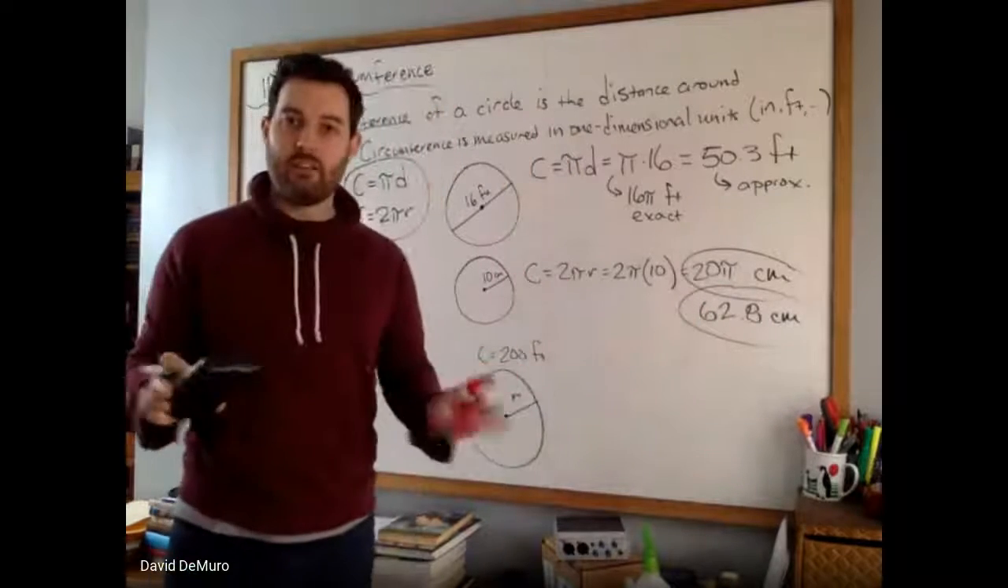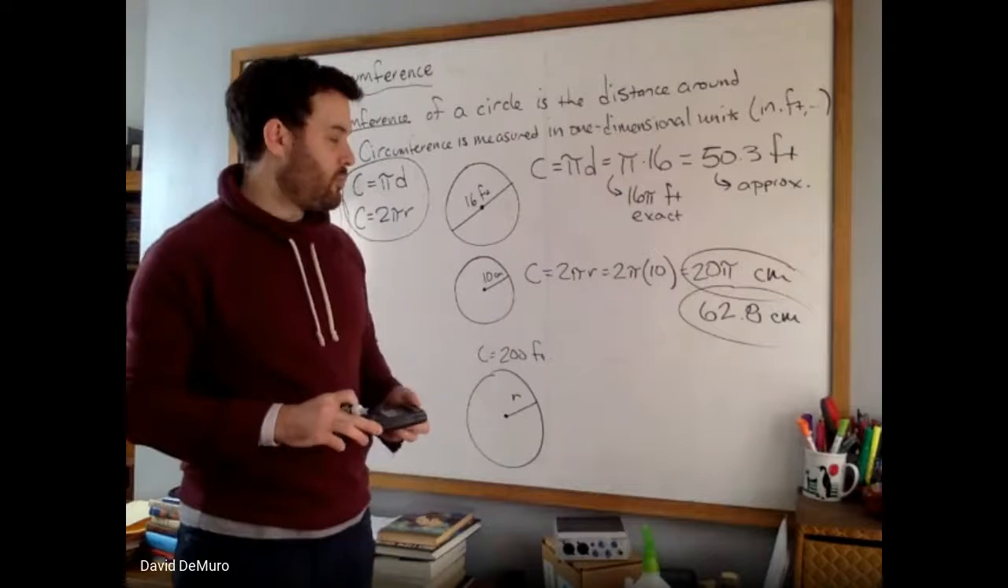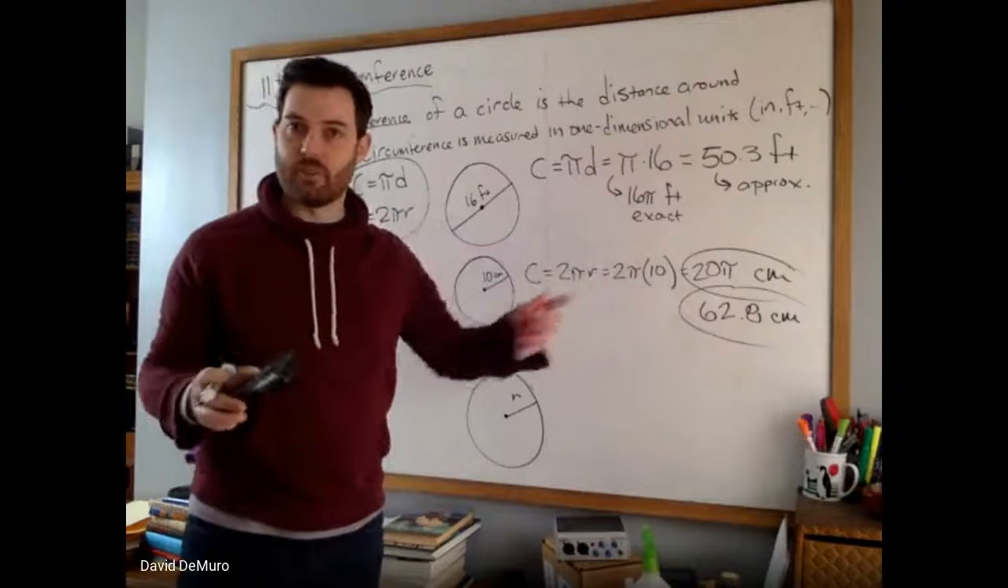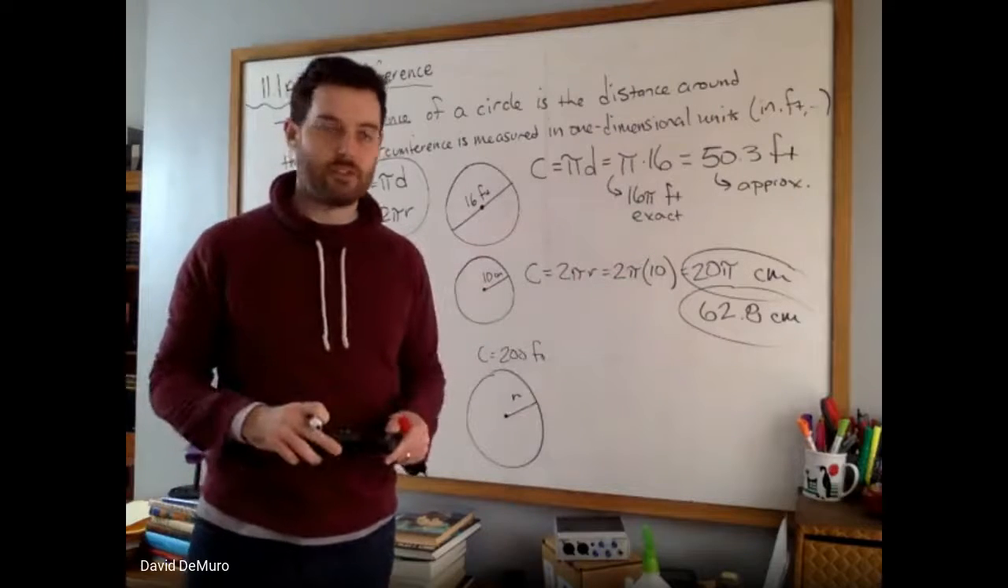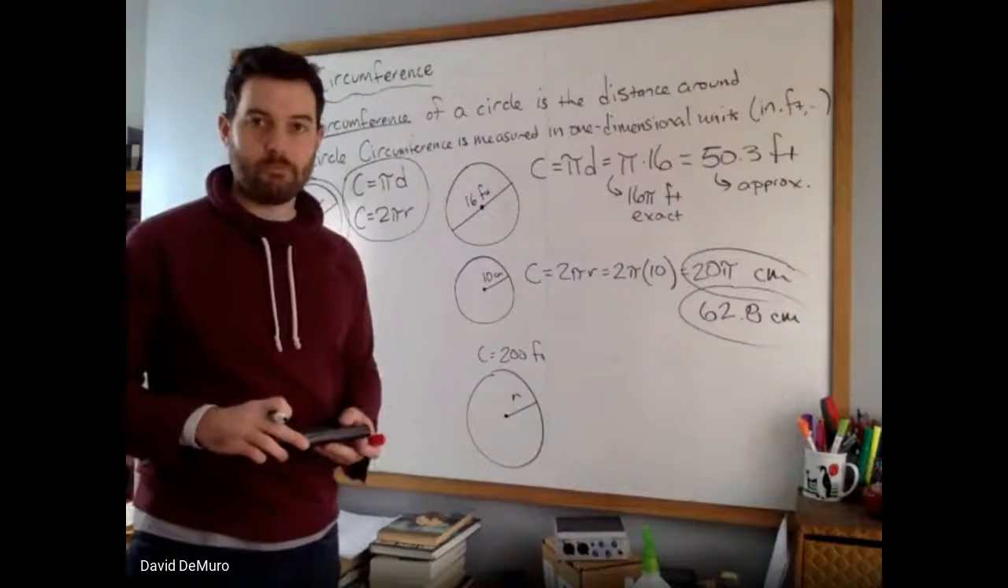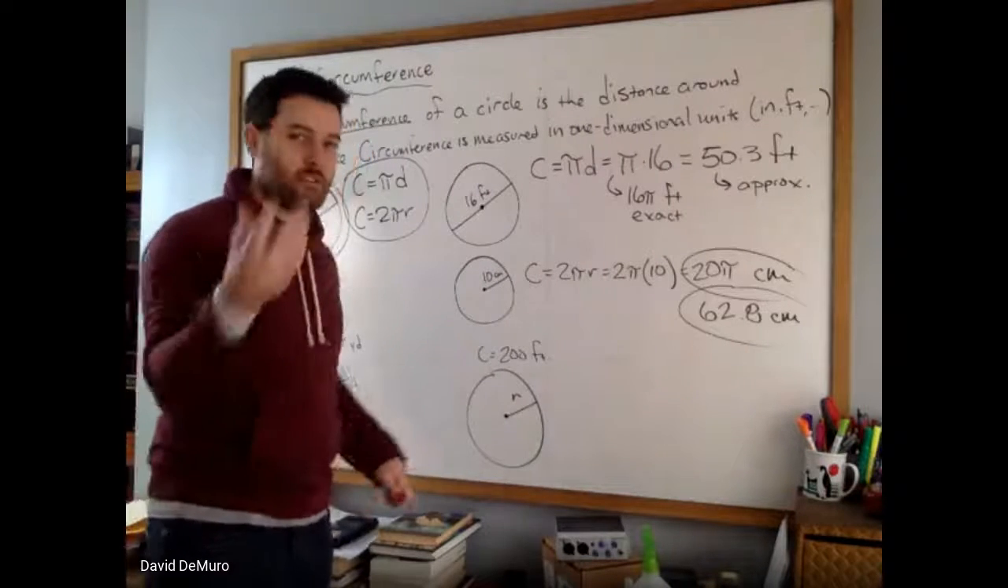I'm not really picky at this point about whether you keep things as exact or approximate. We'll be mostly working with approximate circumference in this case, but I might ask you about one or the other. So it's important to know both of those. So there's a couple examples of using the formulas to find circumference.